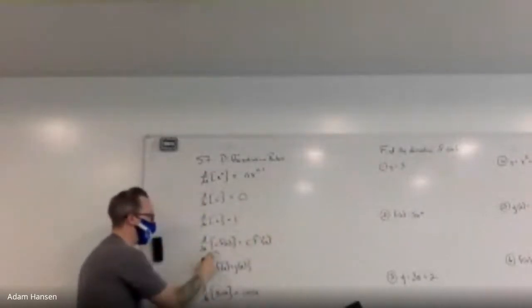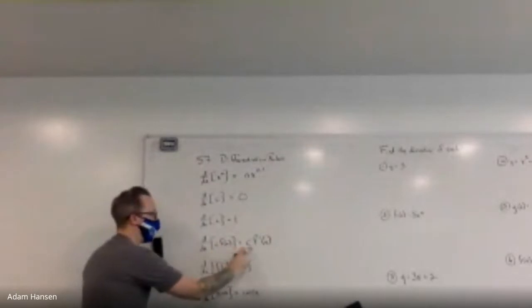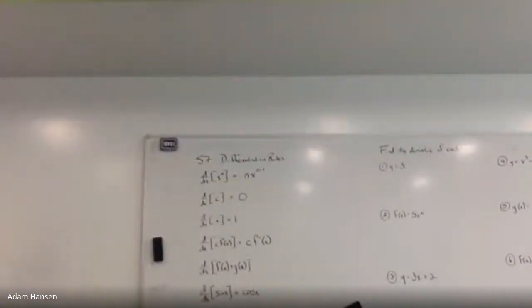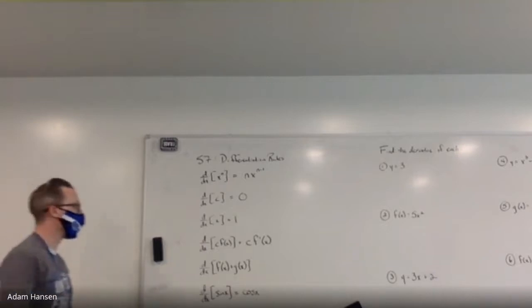Take the derivative of a constant times a function. Take the derivative of the function times the original constant. That would be number 1. They just use u and u prime instead of f of x and f prime of x, but the notation is the same thing.